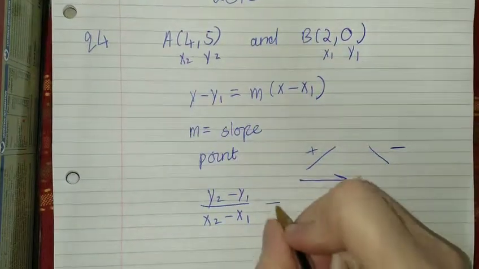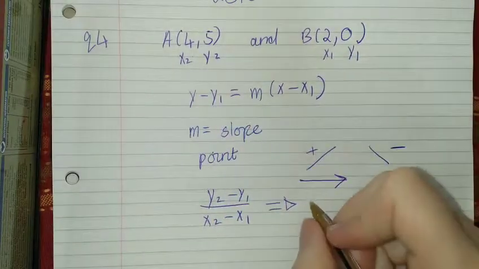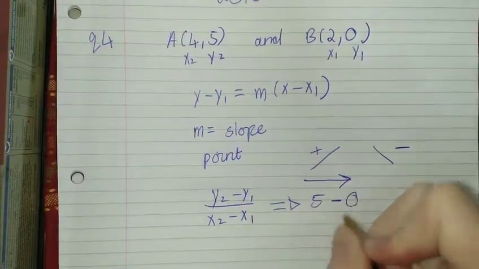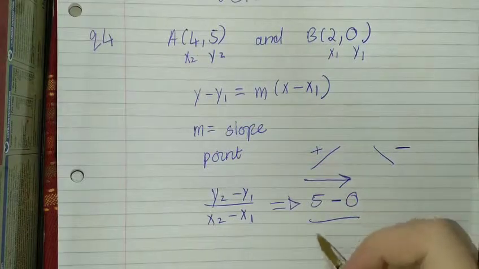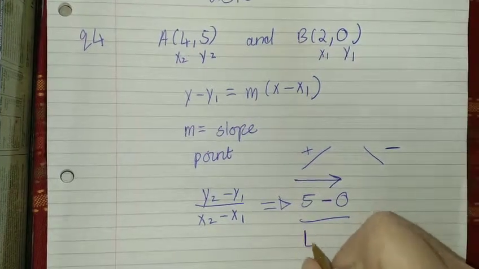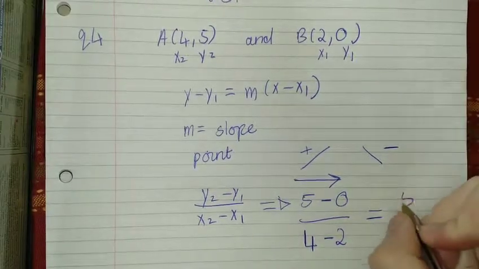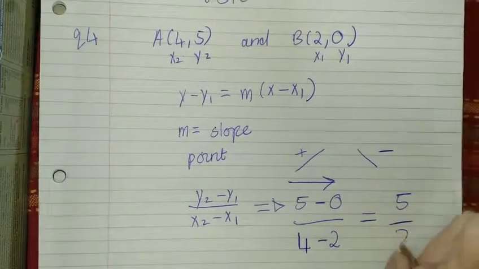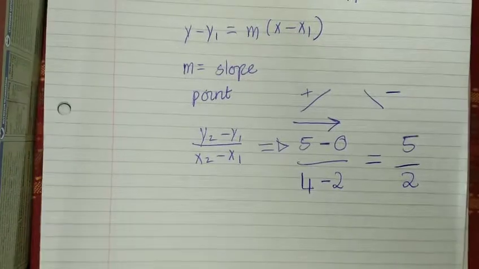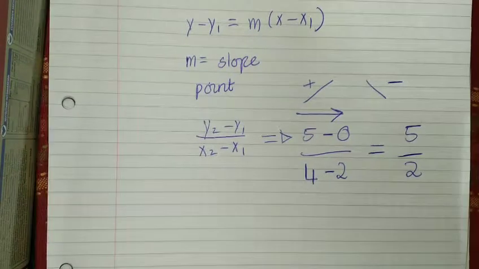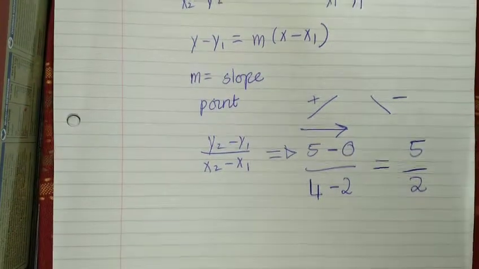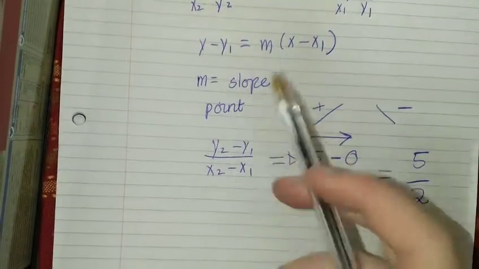So if I'm going to plug this into my formula, y2 is 5 minus y1, which is 0. x2 is 4 minus x1, which is 2. So that's going to be 5 over 2, so that's my slope. And so now I just have to plug one of my points into this formula here.